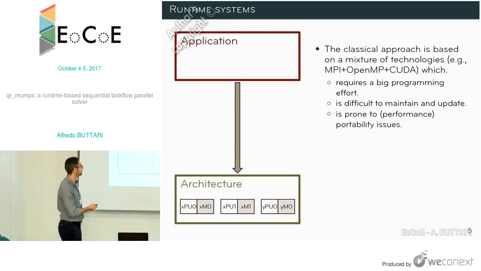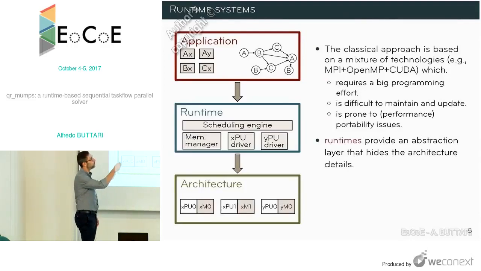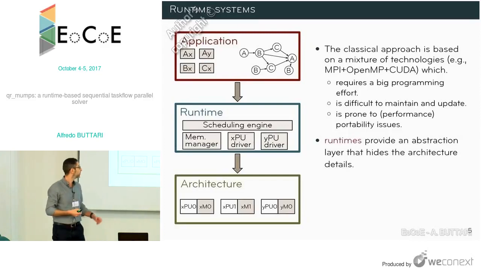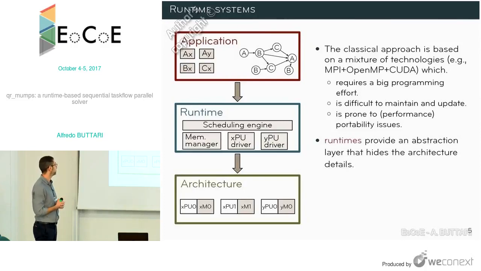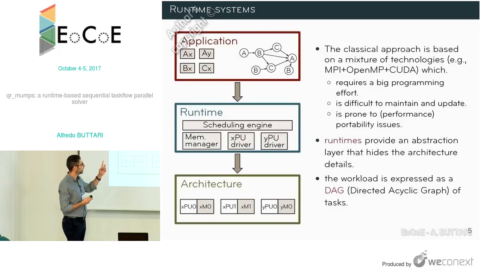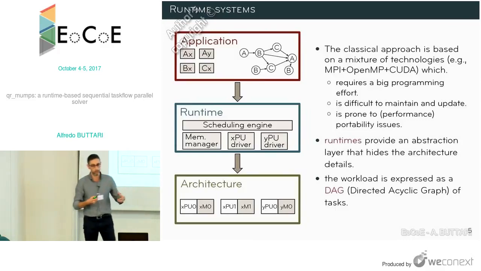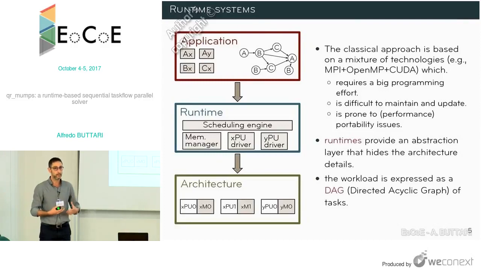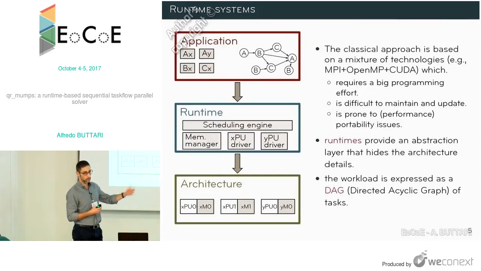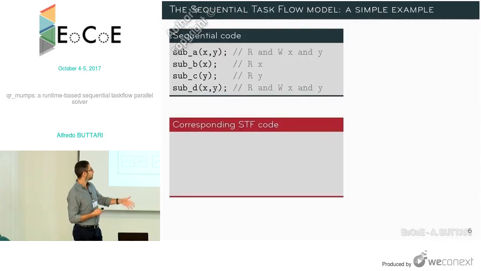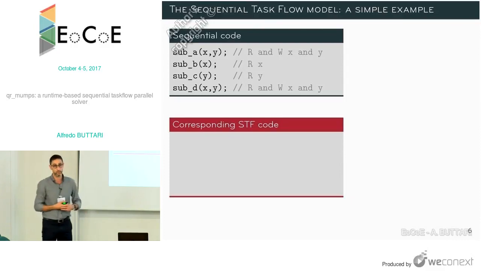So we want to use a different approach, which is based on the use of a runtime system, which can be seen as a layer which makes an abstraction of the underlying machine and provides the programmer with a unified programming model, which is supposed to be portable across a wide range of architectures. Among all the runtime systems that are available today, we are interested in those where the workload is expressed in the form of a directed acyclic graph of tasks. This can be expressed using different programming models, and we have chosen to use one which is called sequential task flow, which is very simple.